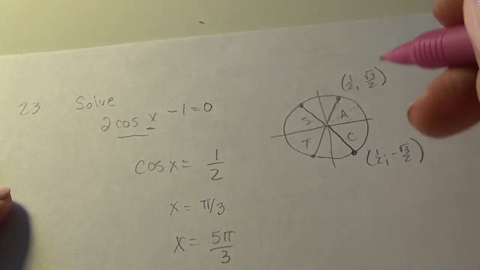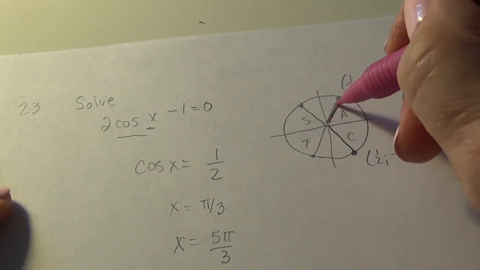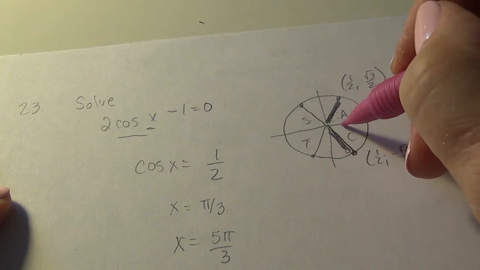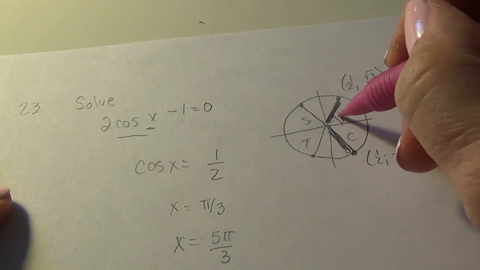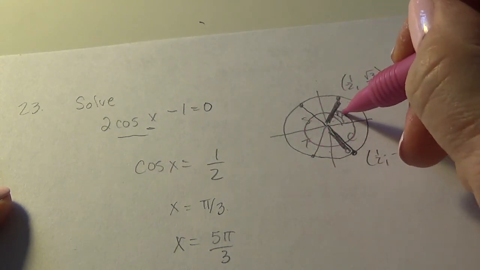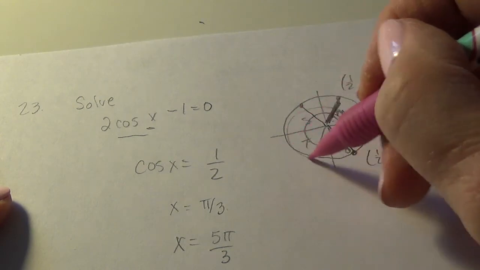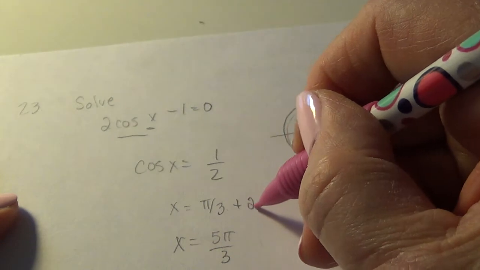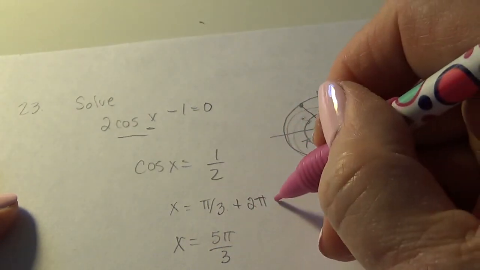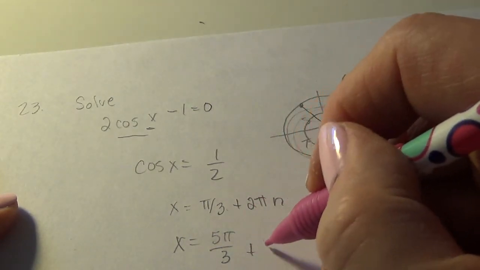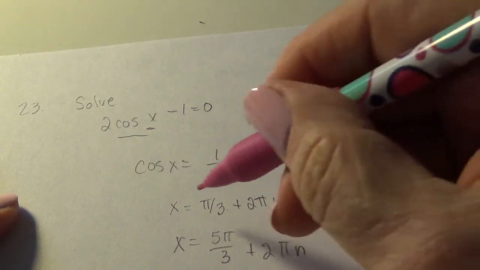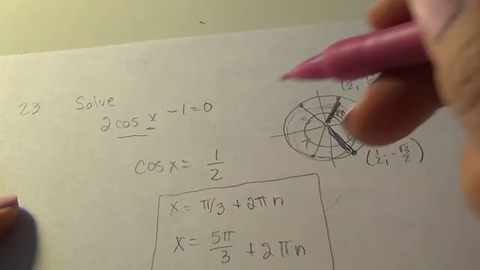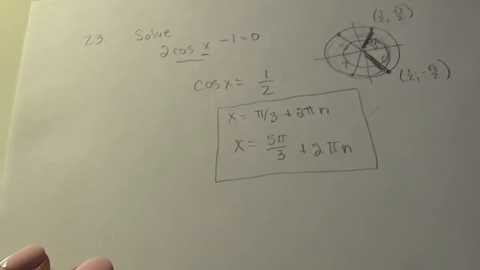All right, and now we go back and evaluate this one and this one. We can not only stop here, but we can go all the way around again, and again. We indicate that by plus 2 pi, that's one circle, n times. And the same for this one. So that will capture all the possible solutions to this equation.